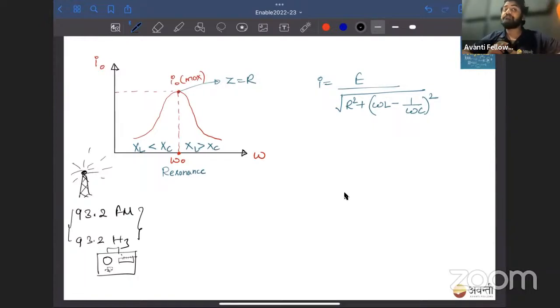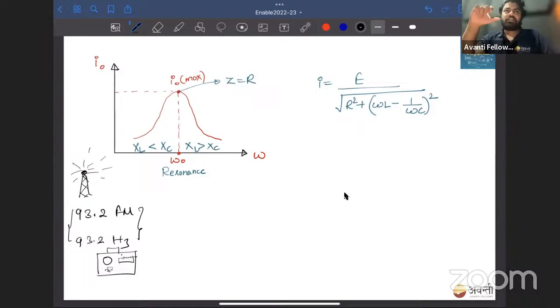And when these frequencies match, what will happen? Resonance will happen, and in resonance, maximum current flows, and you can hear the song. Whatever song is playing in 93.2 FM, you can hear very clearly. If you disturb that knob, the sound will be buzzy, not clear. But at a particular point, that is resonance frequency, the sound will be maximum good because maximum current is flowing. This is the condition of resonance.